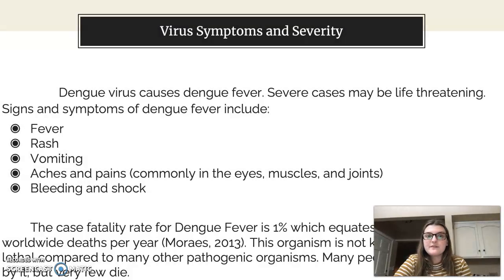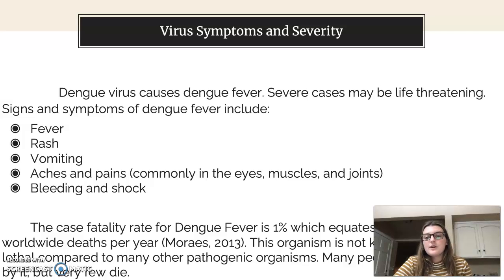For the symptoms and severity, we already know that the virus causes dengue fever, and severe cases are life-threatening, although this isn't too common. For signs and symptoms, we have a fever, rash, vomiting, and aches and pains. These are commonly in the eyes, muscles, and the joints. And bleeding and shock do occur, but these are in the most severe cases.